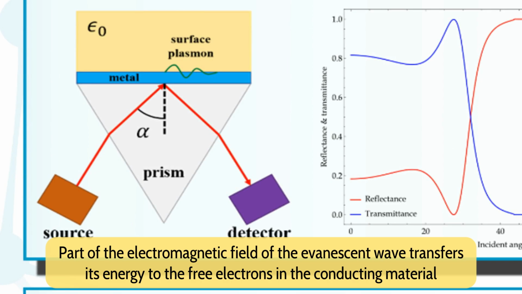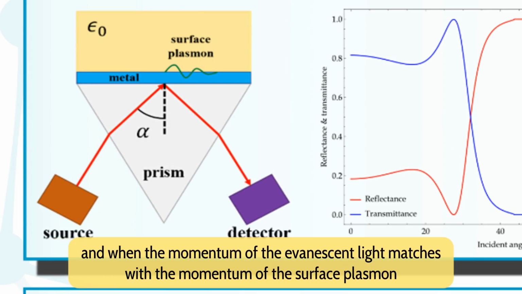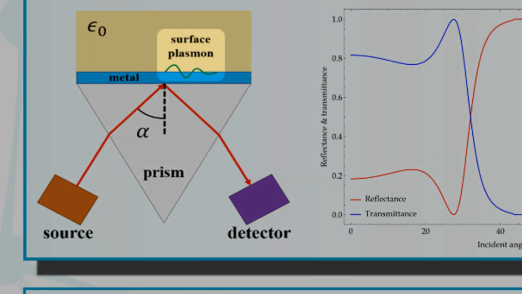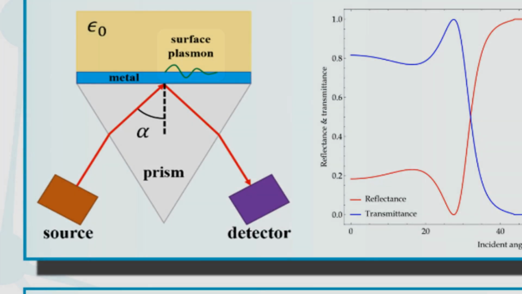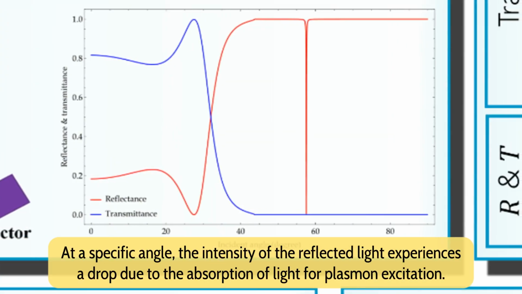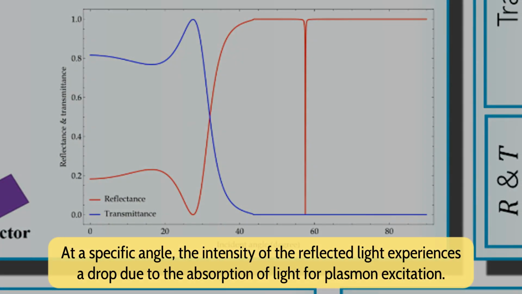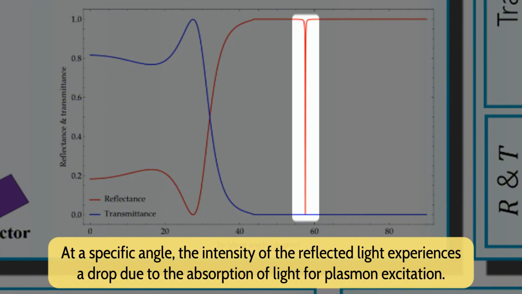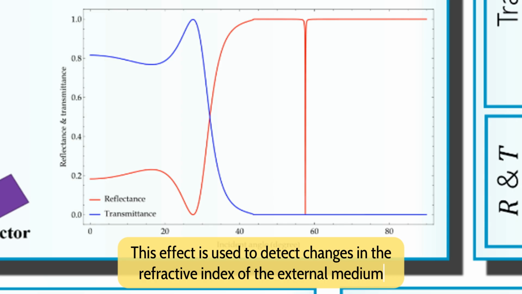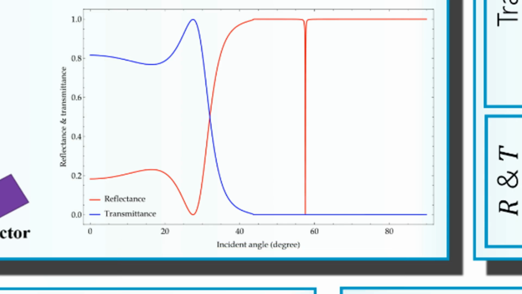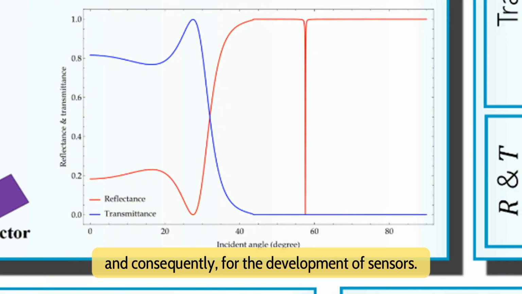Part of the electromagnetic field of the evanescent wave transfers its energy to the free electrons in the conducting material, and when the momentum of the evanescent light matches with the momentum of the surface plasmon, the plasmon is excited. At a specific angle, the intensity of the reflected light experiences a drop due to the absorption of light for plasmon excitation.